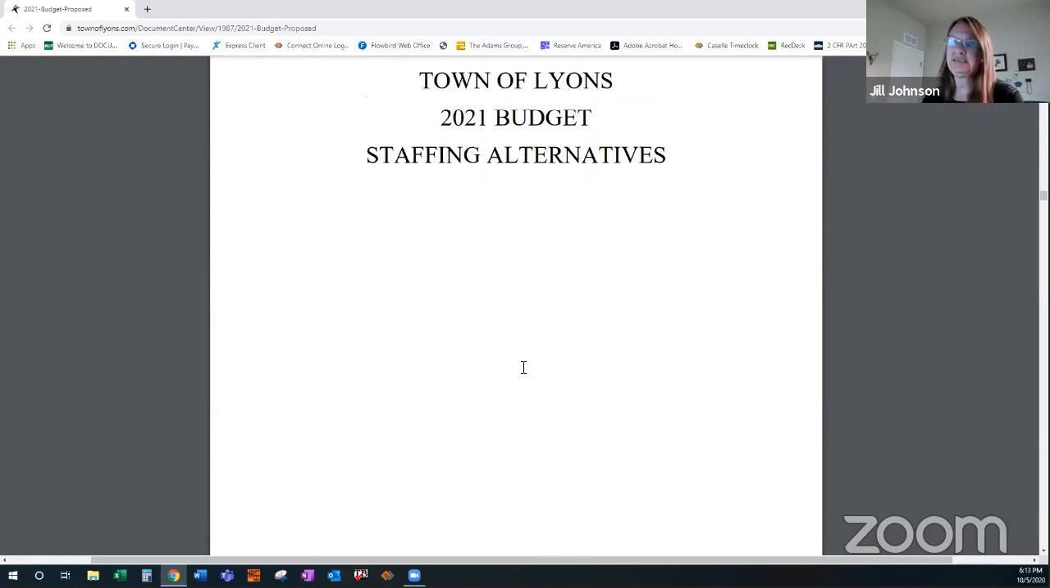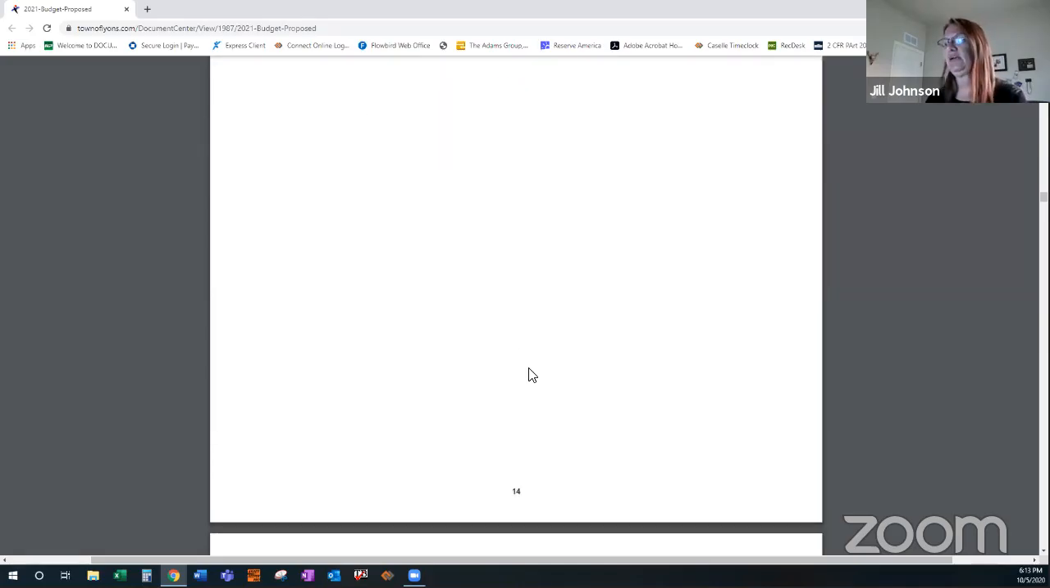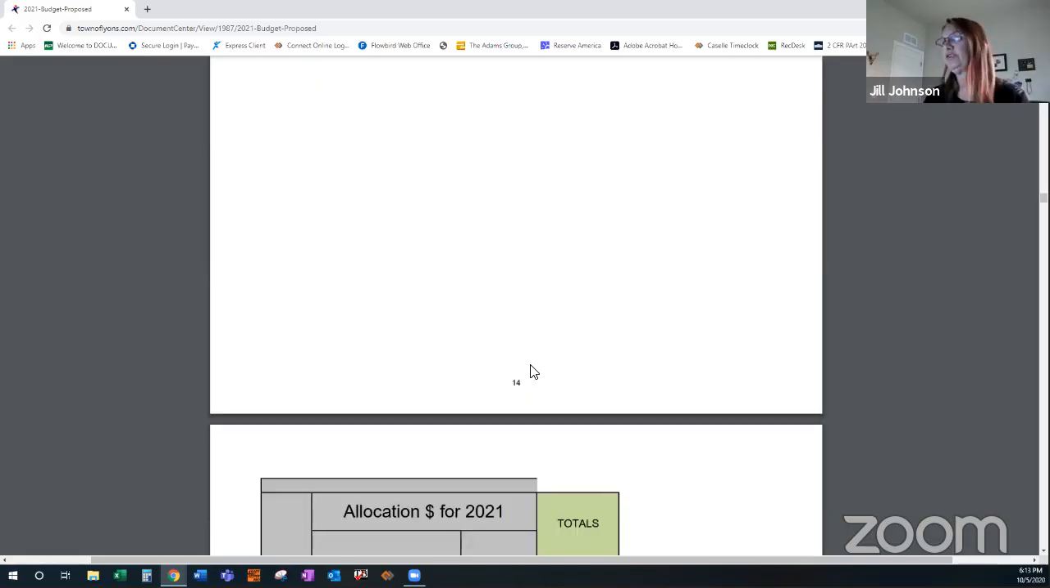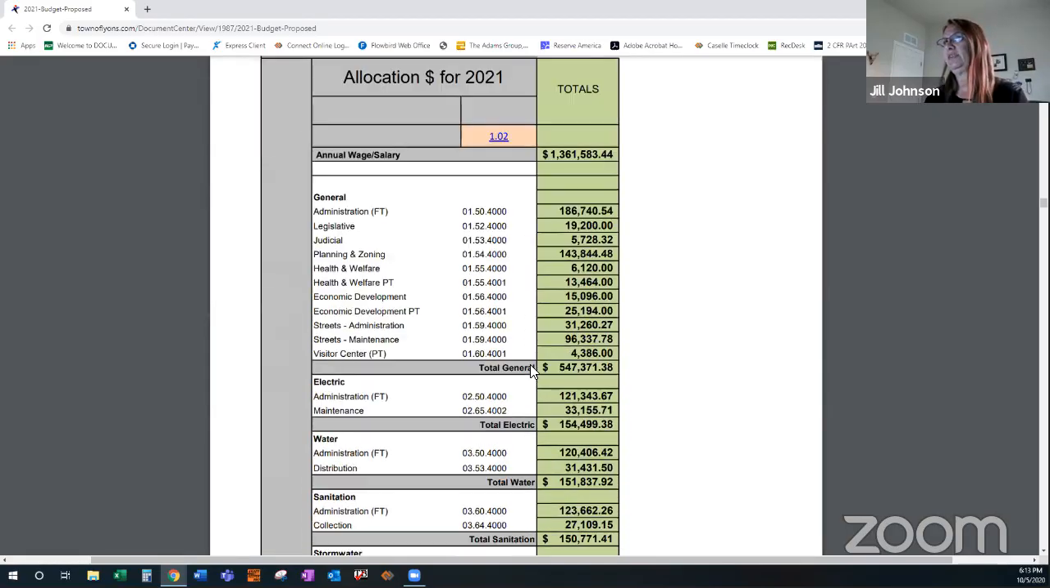Next section is going to be on staffing alternatives. We've heard from several board members that they would like to see us tighten the belt a little bit on staffing. These are some of the alternatives that we actually looked at, and we're going to present them here in the budget. You guys can make your determination whether you like what we've decided or whether you like a different alternative. The first piece is going to talk about allocations.